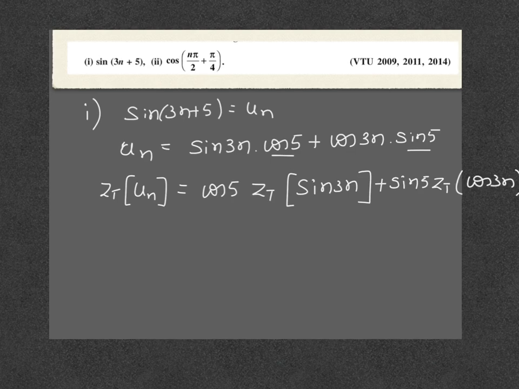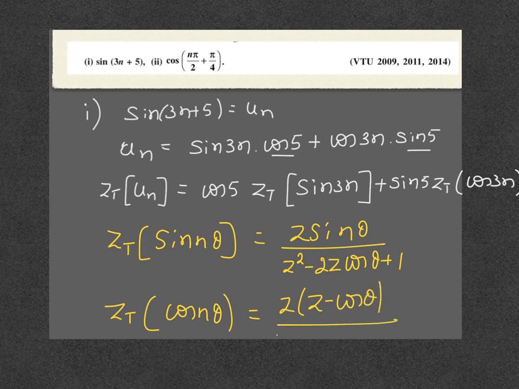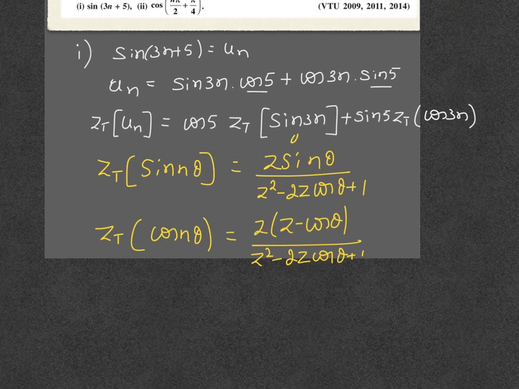Now we know the formula: the z transform of sin n theta is z sin theta divided by z square minus 2z cos theta plus 1. And we know that the z transform of cos n theta is z into z minus cos theta divided by z square minus 2z cos theta plus 1. Therefore, substituting here, theta is 3, here also theta is 3.